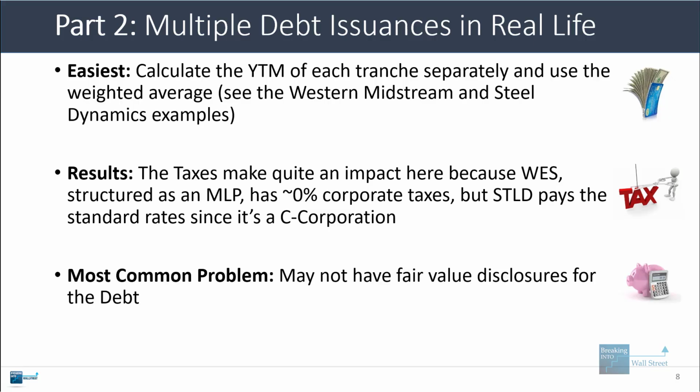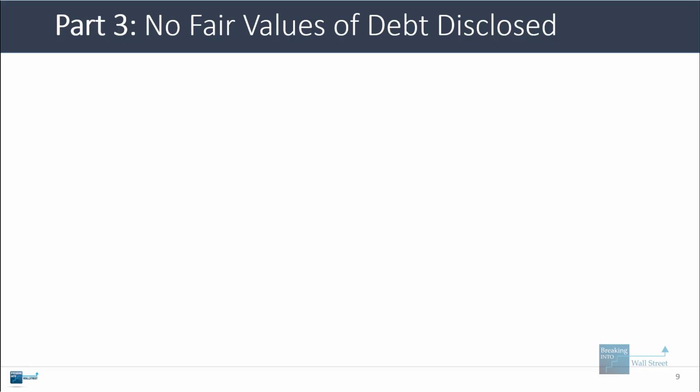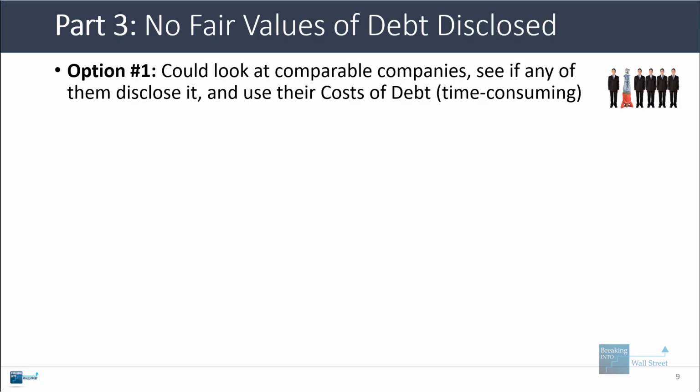Of course, many companies will not have these types of fair value disclosures, in which case you need to do something a bit different. So that takes us into the next part, what to do if there are no fair value disclosures. One thing you could do is look at the comparable public companies and see if any of them disclose the fair market values of their debt and then just use those costs.